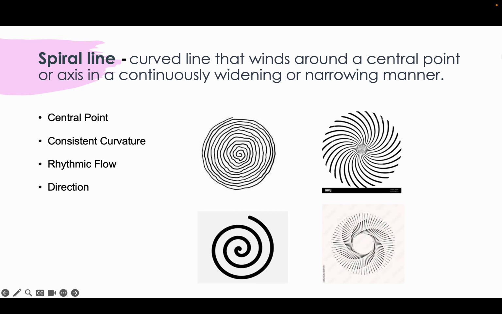A spiral line is a curved line that winds around a central point. The curvature of a spiral line is consistent. Spirals have a clockwise or counterclockwise direction, depending on the rotation around the central point.